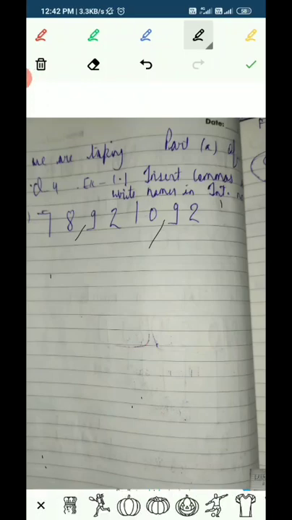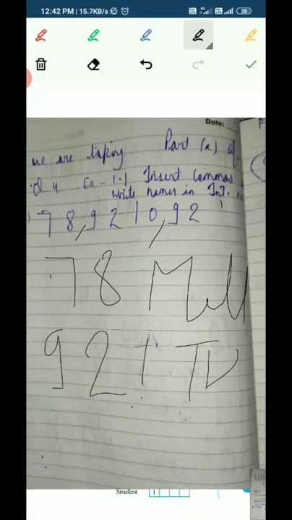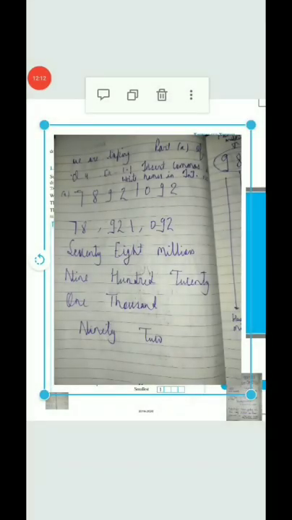We have to write the name of the number. That is how we will write it. We will write it as 78 million, 921,000, and then there will be 92. So you can note down the solution of this question from here, that how we have to do the work in our fair notebooks, that how we have inserted the commas and how we have written the number.